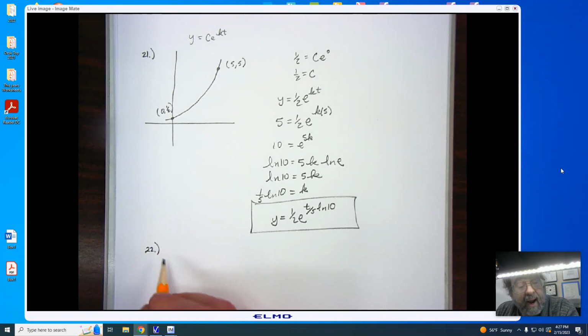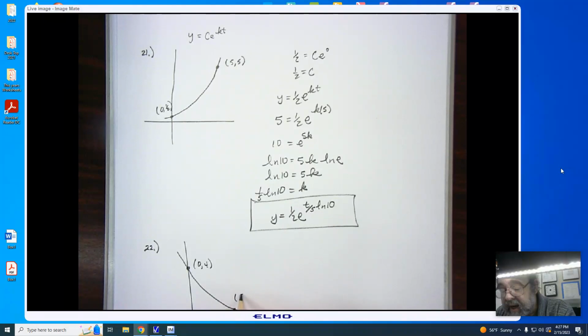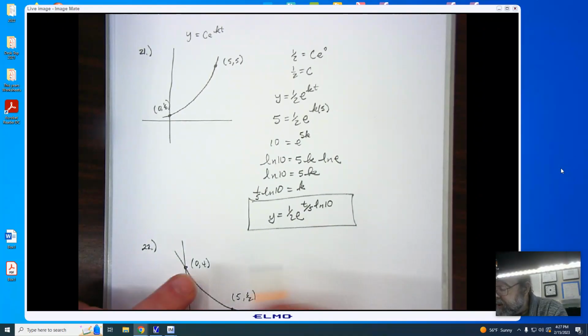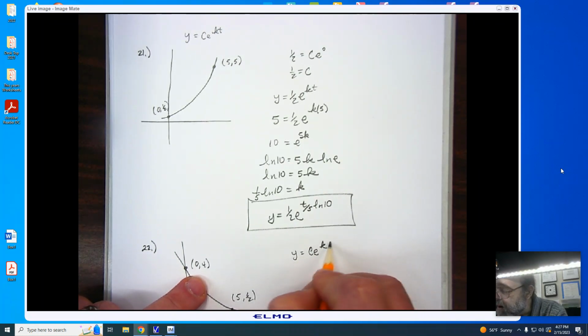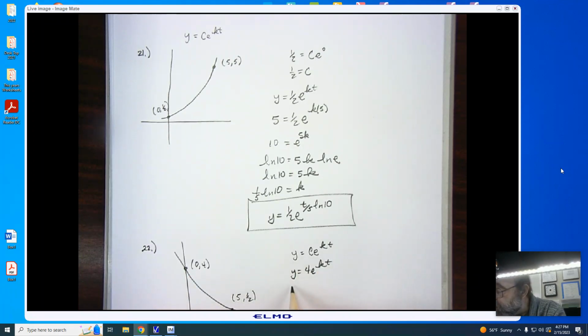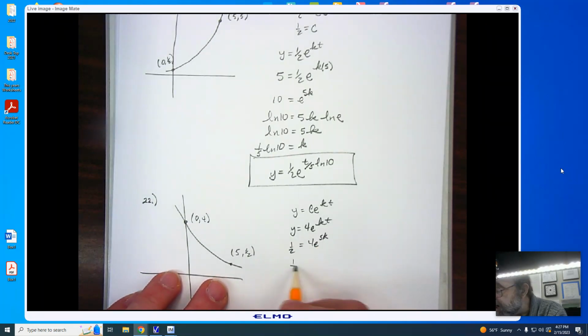Number 22 is giving us a graph, and this graph shows that we have a decreasing function, so we're looking at a decay. I have the point (0, 4) here, and I have another point off to the right at (5, 1/2). Now, this 4 is our constant, so if I have y equals ce to the kt power, I know that I'm looking at y equals 4e to the kt power. Plugging in, 1/2 equals 4e to the 5k, excuse me. I end up dividing, and I get 1/8 equals e to the 5k.